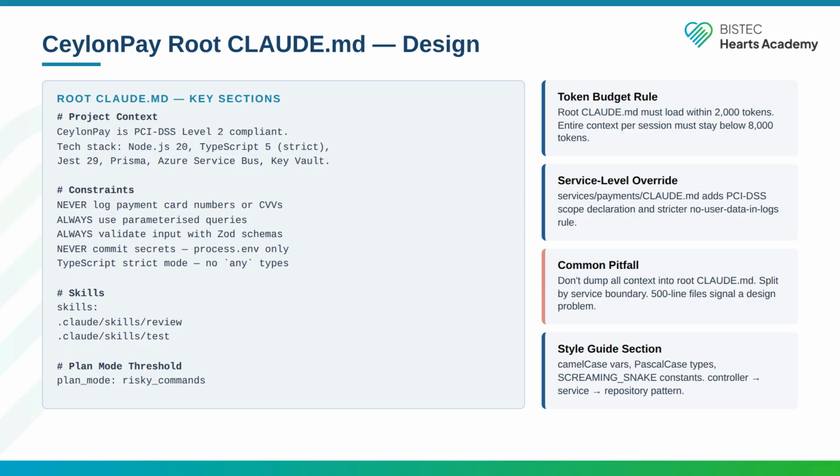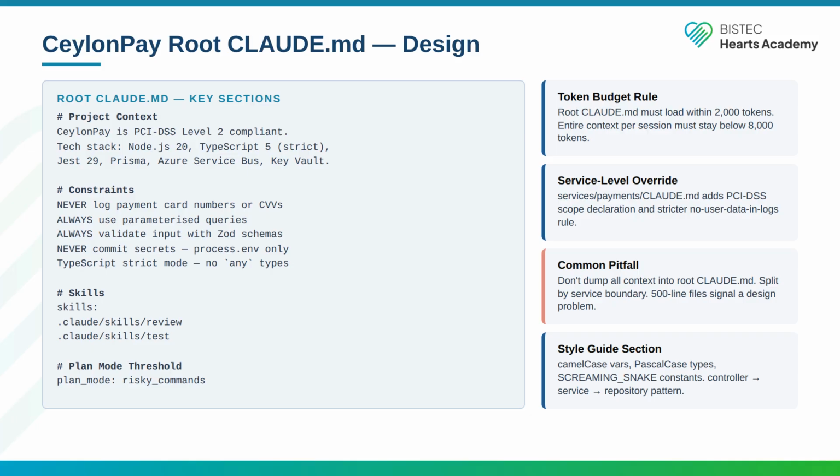Writing PCI DSS Level 2 compliant does more than describe the project. It activates Claude's knowledge of PCI DSS requirements when it reviews code. Writing Azure Service Bus tells Claude how services communicate so it understands the architecture context when suggesting changes. Don't just list your tech stack. Give Claude the context it needs to apply your constraints meaningfully.